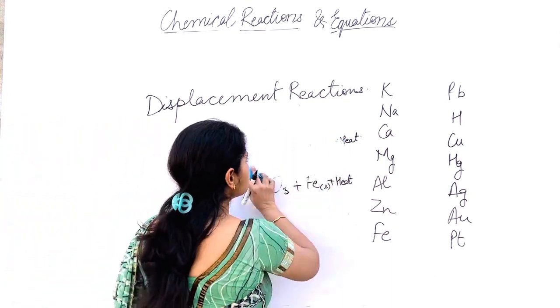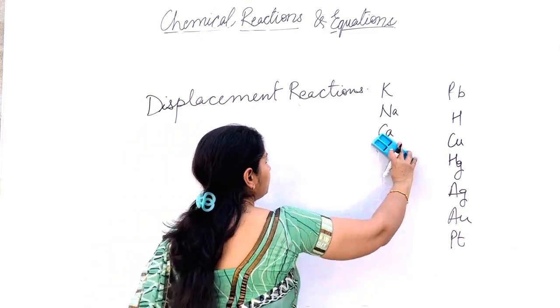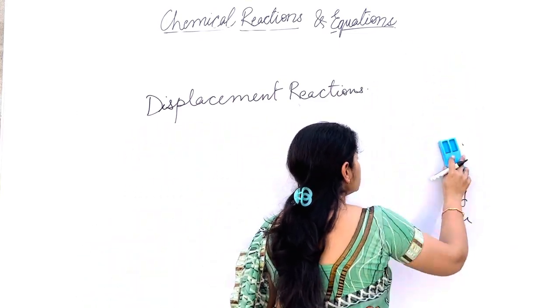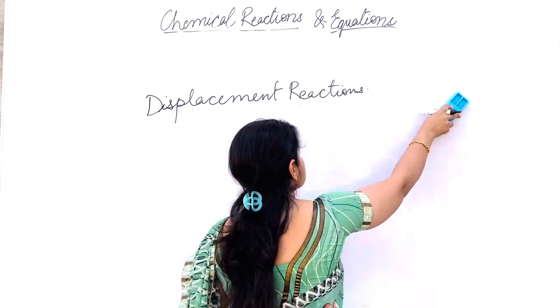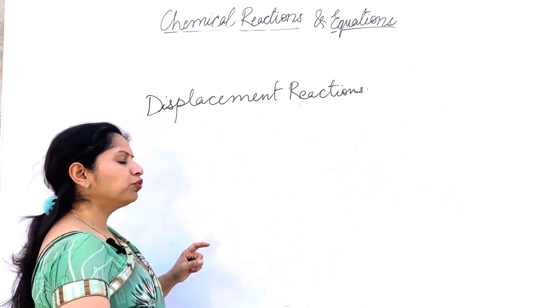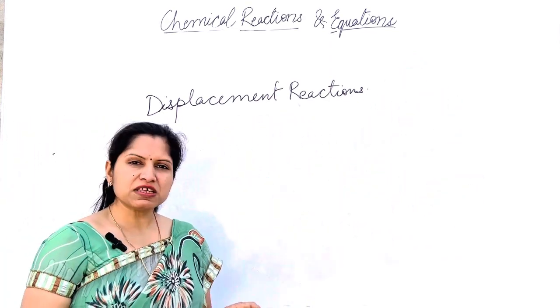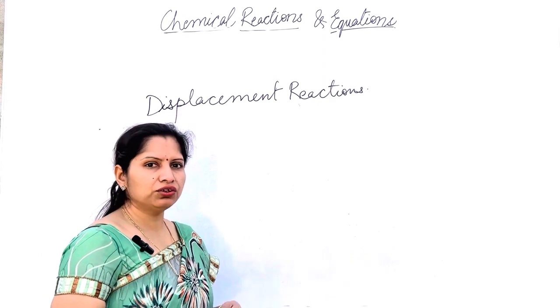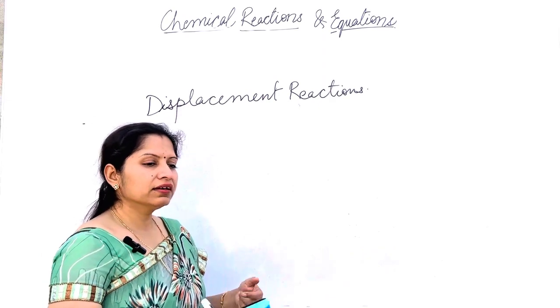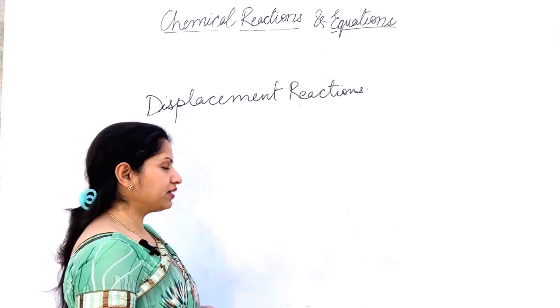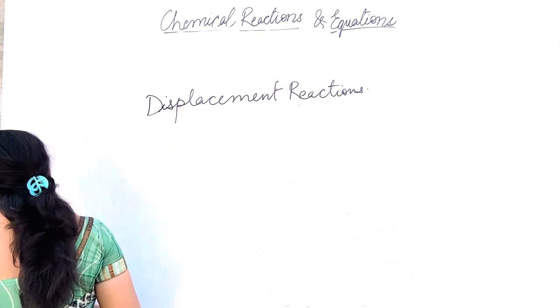Next, we have double displacement reactions. For double displacement reactions, we don't need this. Shall I tell you one more example of displacement reaction that is given in your book in the theory part, but not given as a reaction form? So I'll be telling you that as well.